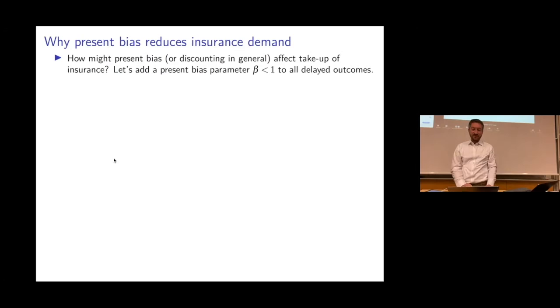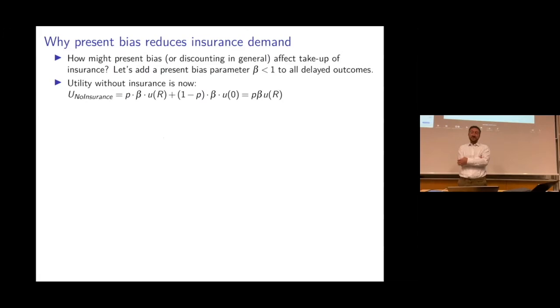So if you allow for that, then the utility without insurance becomes this expression. It's the probability of the good outcome times this present bias parameter beta. That's a constant that's smaller than one, so you're making it smaller, times the utility of your returns. And that's because that return happens in the future. You're discounting it. Plus the bad state of the world probability times beta times the utility of nothing. So that's just P beta times utility of your return.